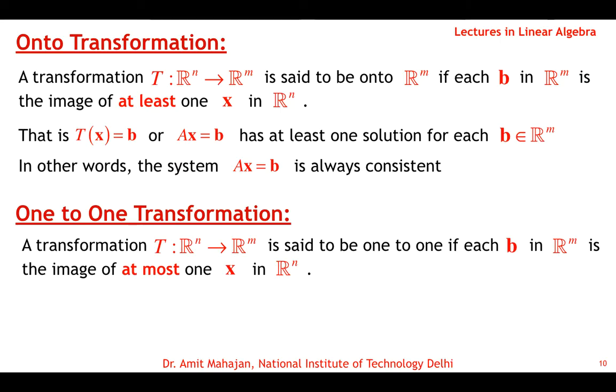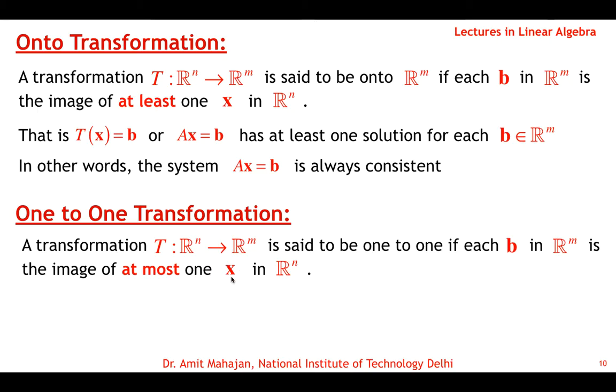The second transformation is the one-to-one transformation, which says that a transformation T from Rn to Rm is said to be one-to-one if each b in Rm is the image of at most one x vector in Rn. Okay, so at most one x vector. That means for every b vector, if there is a pre-image, it has to be unique. So two vectors in Rn, x and y, cannot transform into the same vector in Rm. Every vector in Rm, if there is a pre-image, it has to be unique, or there can be some vectors which do not have a pre-image, because it is at most one x in Rn.